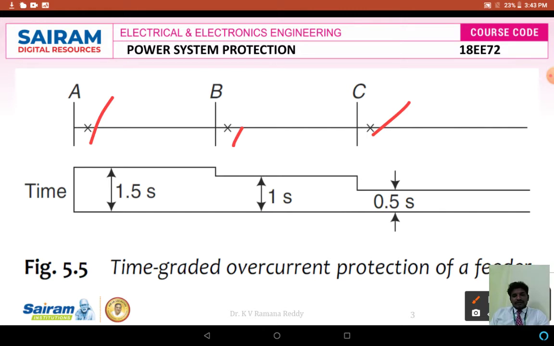The time taken to clear the fault, if the fault is located beyond C, is 0.5 seconds. The time taken to clear the fault, if the fault is beyond B, is 1 second. The time taken to clear the fault beyond section A is 1.5 seconds. Therefore, it is a time graded overcurrent protection of a feeder.